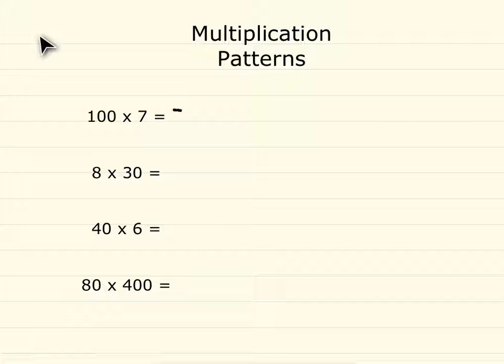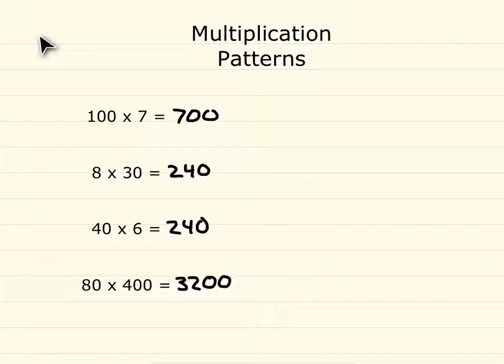100 times 7 is 700. 8 times 30 is 240. 40 times 6 is 240. And then 80 times 400 is 32,000. Let's analyze these now and try to find any patterns you might see.